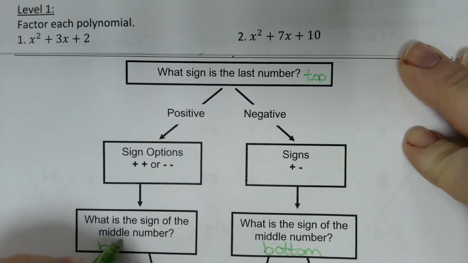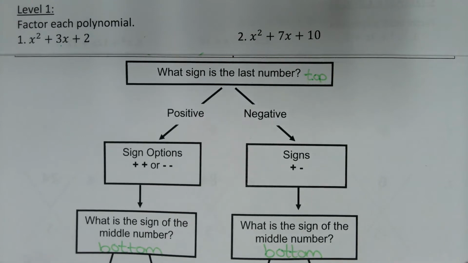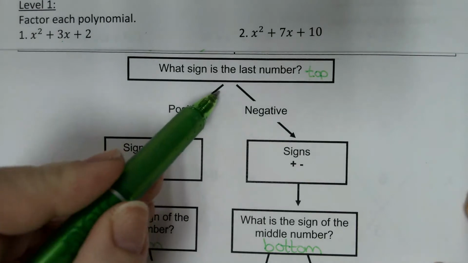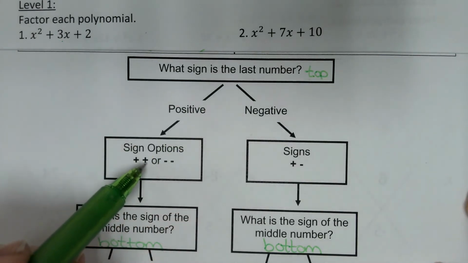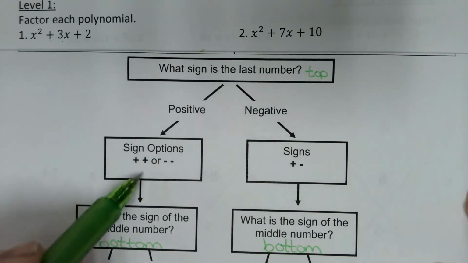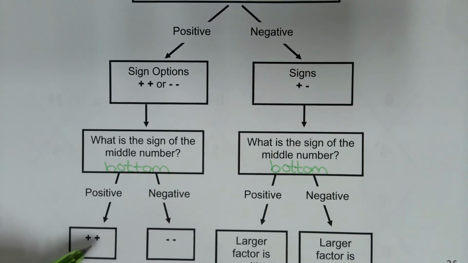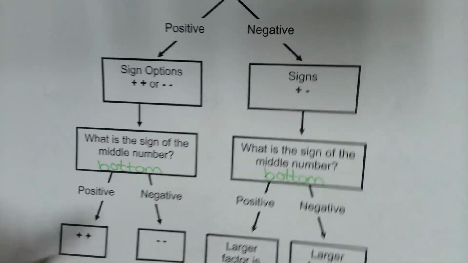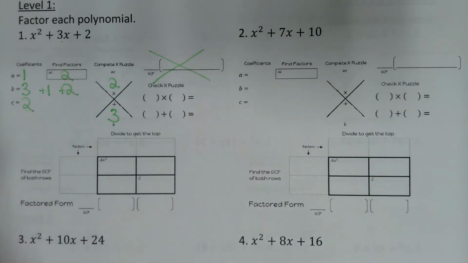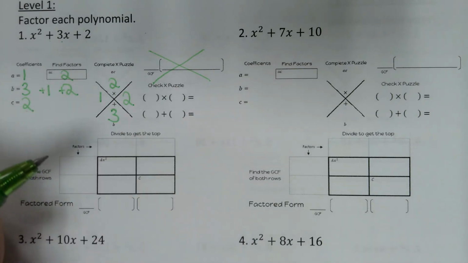So to start using our factoring flowchart, we ask ourselves, what is the sign of the last number or the top number? The sign is positive. So we'll follow the positive down. What is the sign of the middle number or the bottom number? It is also positive. So we'll follow positive down, and we can see that both of our factors in our x will need to be positive. So positive and positive. 1 and 2 is my only option here, so that's what I'm going to go with.